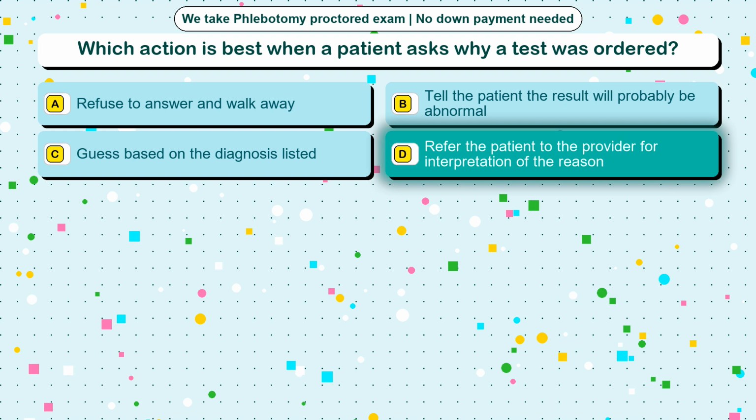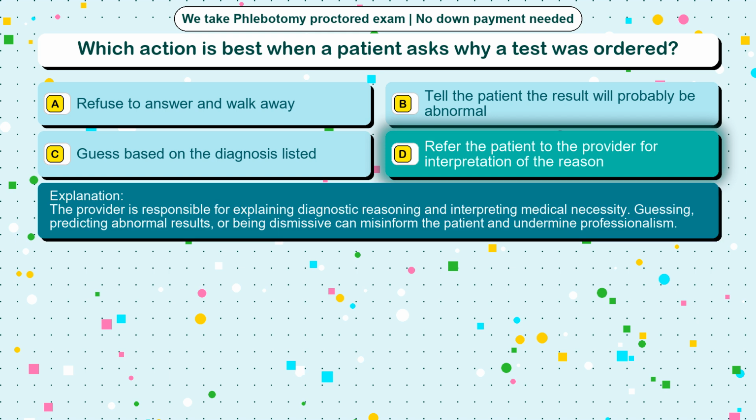The correct answer is option D. Refer the patient to the provider for interpretation of the reason. The provider is responsible for explaining diagnostic reasoning and interpreting medical necessity. Guessing, predicting abnormal results, or being dismissive can misinform the patient and undermine professionalism.